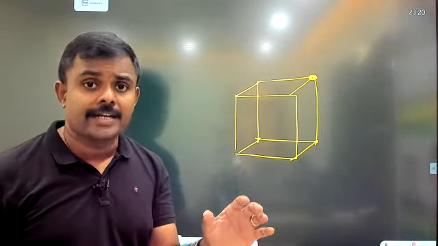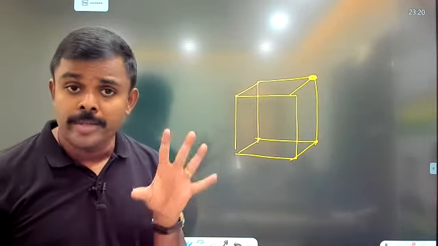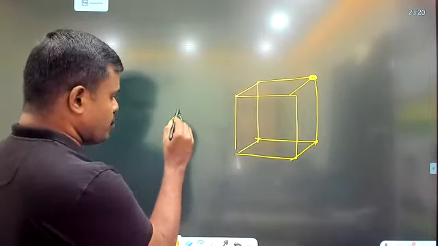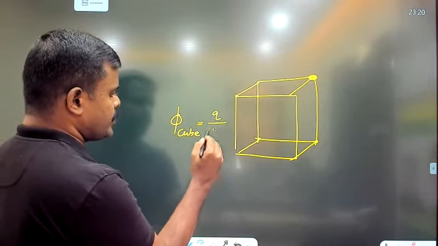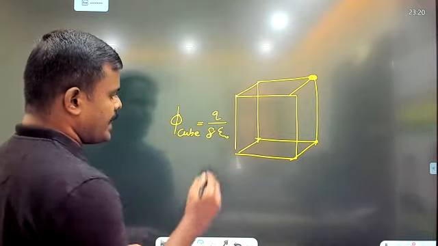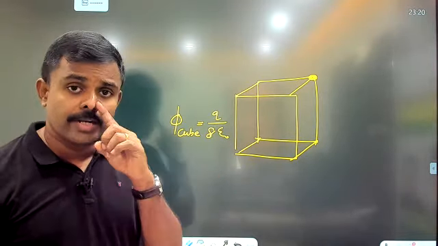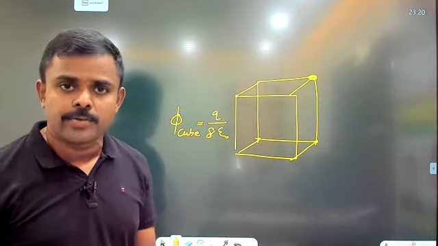If you find it difficult, at least learn this by heart because it's so typical and so important. Okay. How many cubes are constructed? 8 cubes in total. So flux through one cube. There are 2 probable questions. Flux through one cube is what? Q by 8 epsilon 0. Total is Q by epsilon 0. So one cube will have how much? Q by 8 epsilon 0 because everyone shares equally.